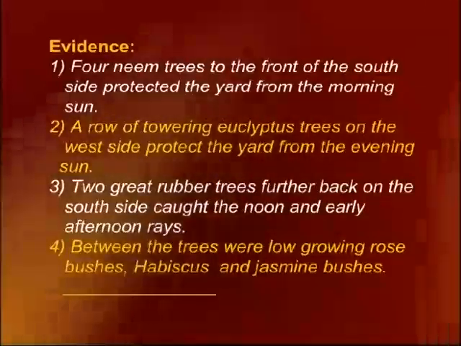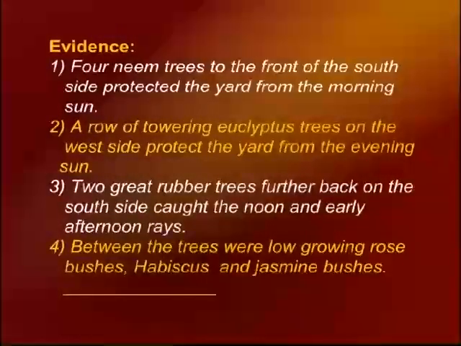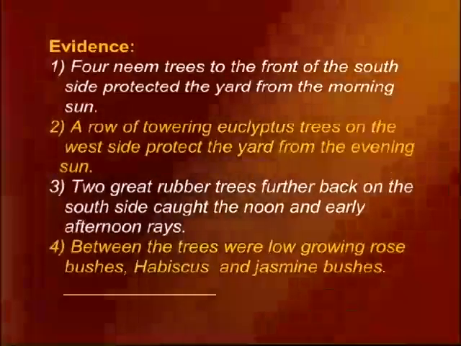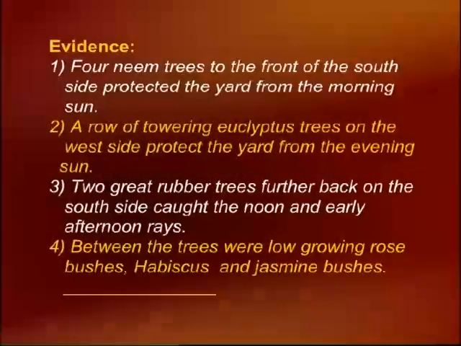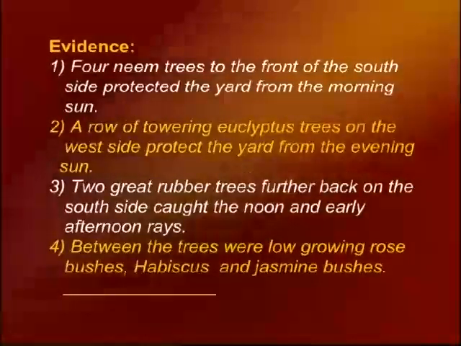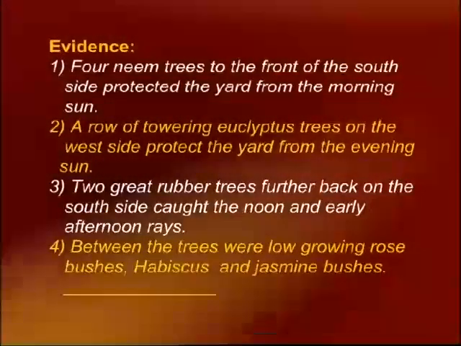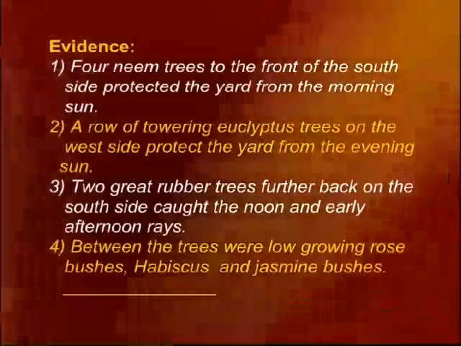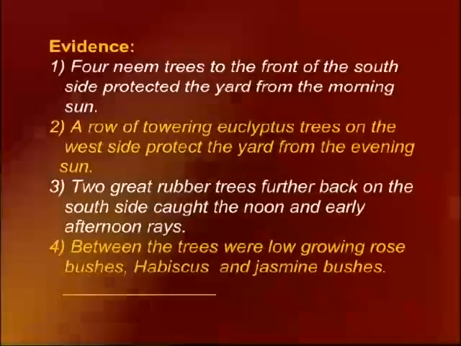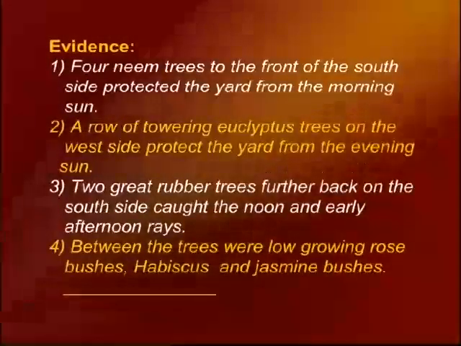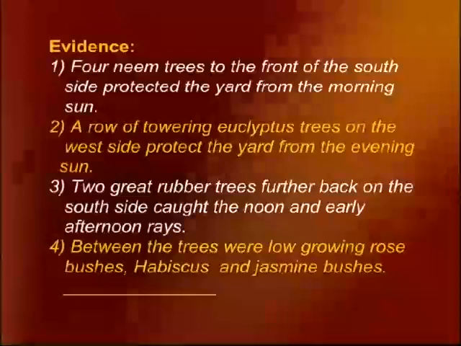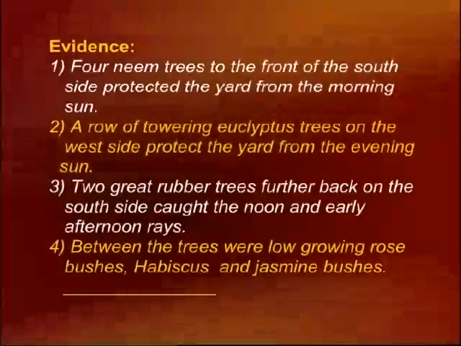Number 3, 2 great rubber trees further back on the south side caught the noon and early afternoon rays. Number 4, between the trees were low-growing rose bushes, hibiscus and jasmine bushes. You've got 4 sentences as evidence. Which one of them does not support the conclusion?